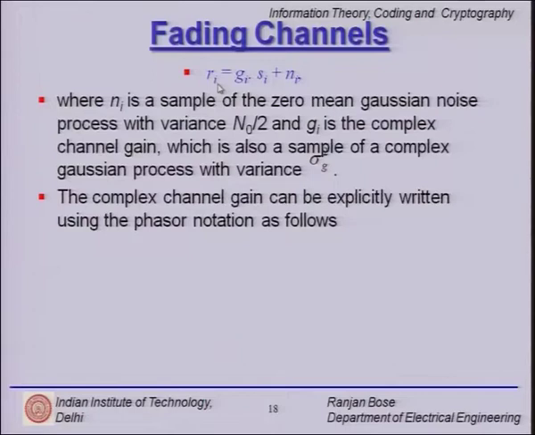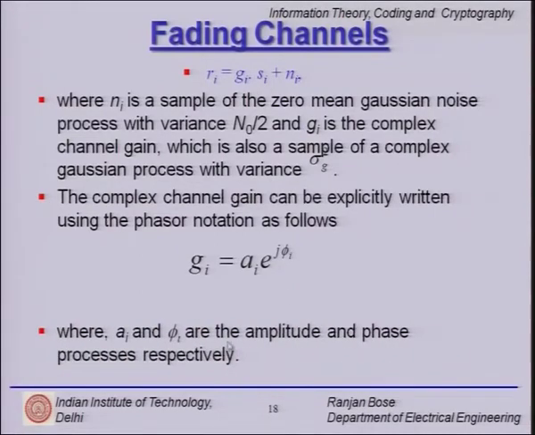So, starting with R_i equals G_i times S_i plus N_i, we say that N_i is a sample of the zero mean Gaussian noise process with variance N_0 by 2. G_i is the complex channel gain, which is also a sample of a complex Gaussian process. So, G_i can be written as A_i times e raised to the power j phi_i, because G_i is a complex gain. It not only changes the amplitude, but also the phase. Remember, S_i is complex. So, complex times complex gives another complex.